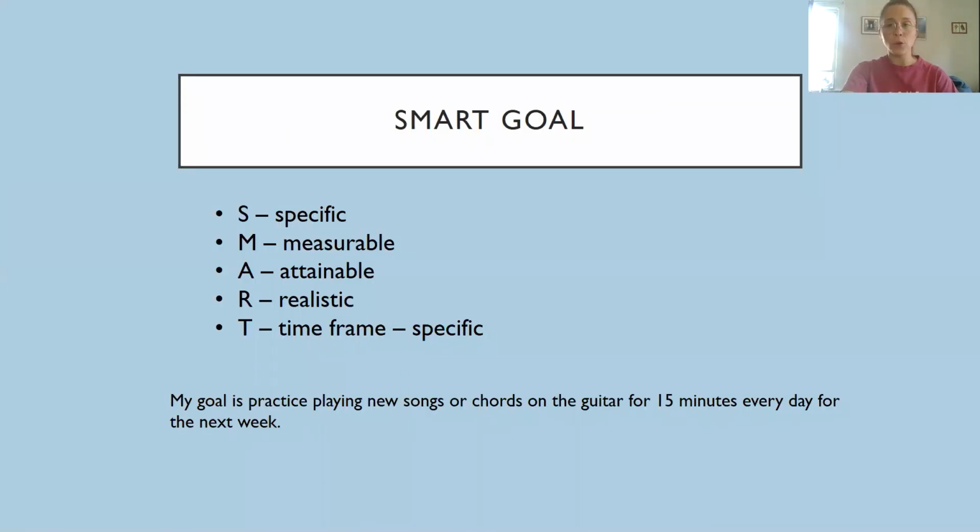Okay, moving on, we're going to talk about goals really quickly. So we're going to talk about SMART goals. Throughout the semester, I'm going to be mentioning SMART goals, and you need to understand what that acronym stands for. So the S in SMART stands for specific.